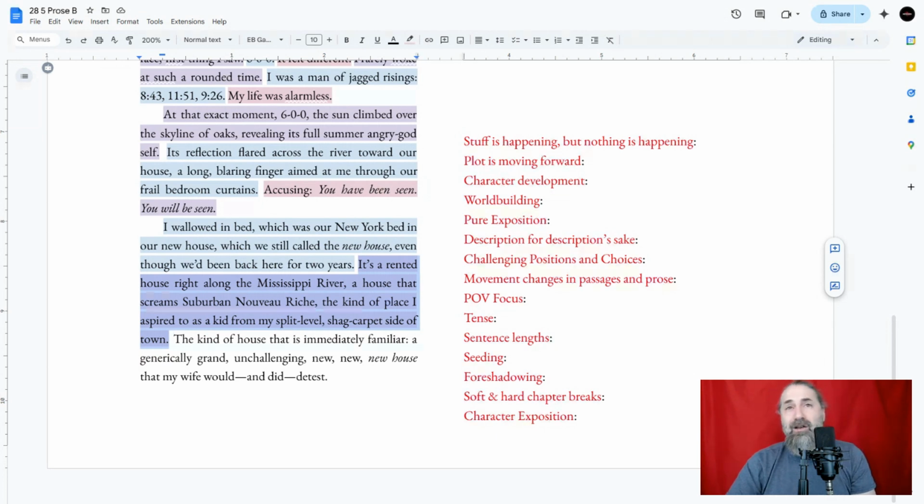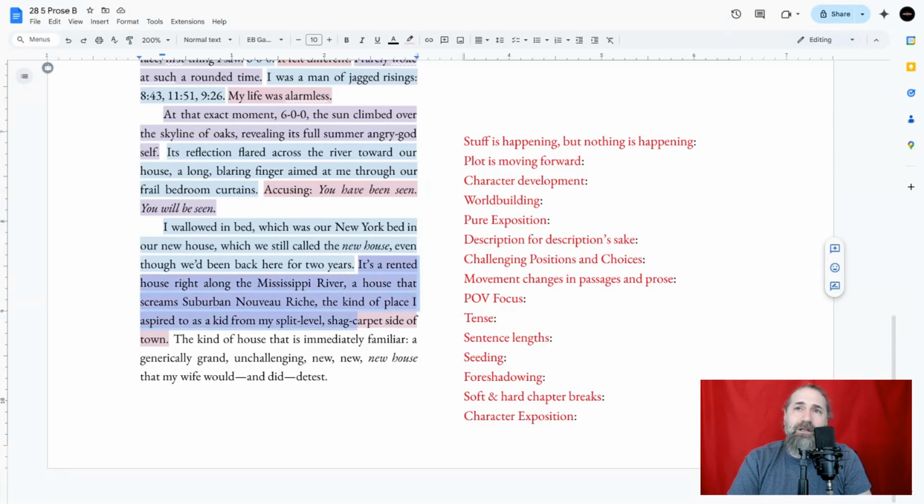"It's a rented house right along the Mississippi River." All right. The plot is they are renting a house. So the plot that must happen no matter what is suggesting that they must live in a rented house on the Mississippi River. How they live in that house would be story. Okay. "A house that screams suburban, nouveau rich. The kind of place I aspire to." That's character. All right. So this is plot.